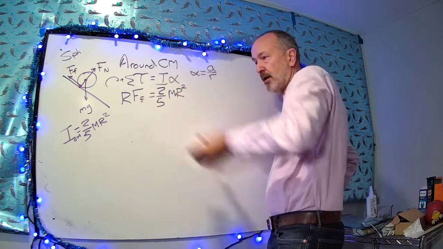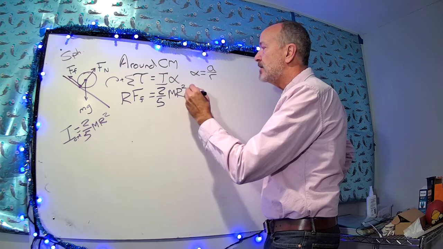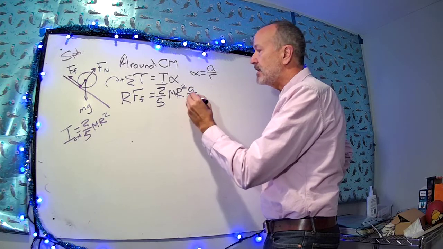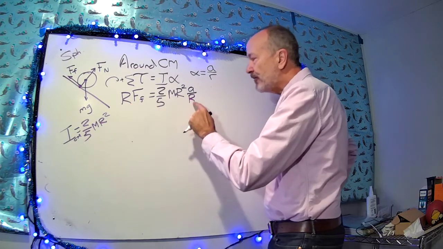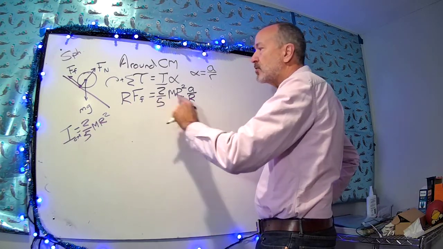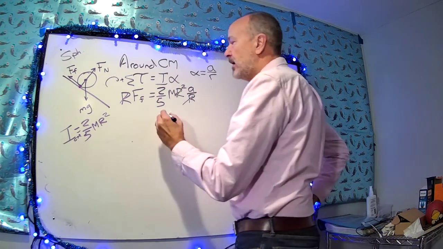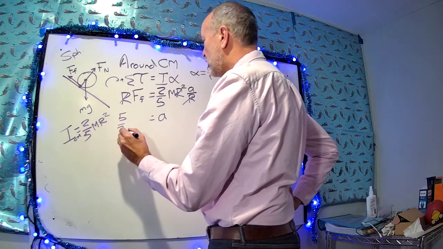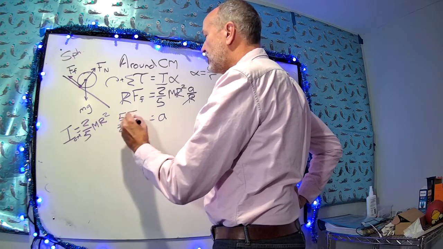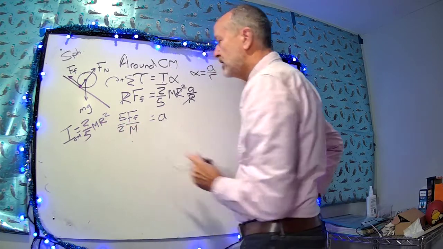So we can substitute in a over r, the radius, which I've used as capital R just to make it a little easier to read. If I multiply both sides by r, I get r squared, and these all cancel out, and the acceleration is 5/2 the force of friction divided by the mass.